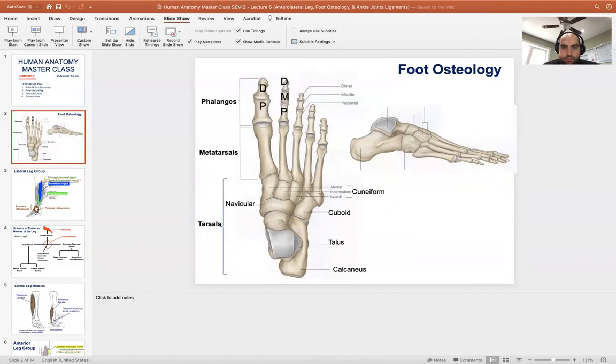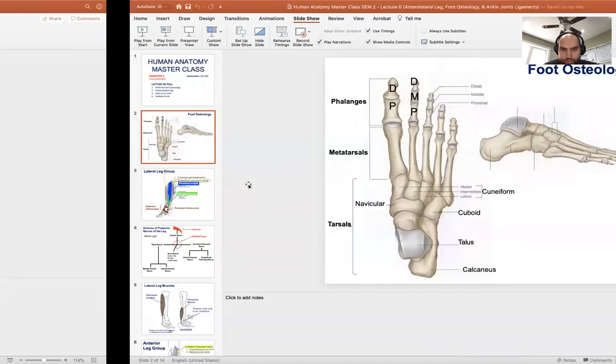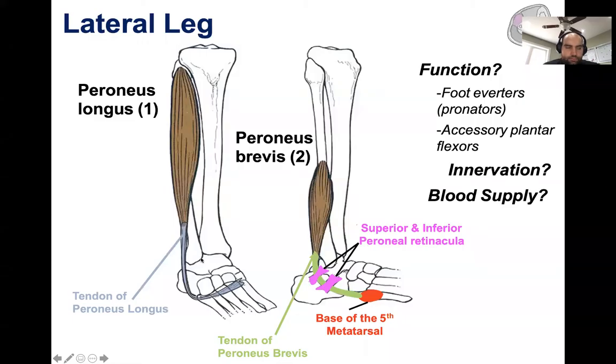Right, so that cuneiform bone over here, those are the 3 cuneiforms. So we have the medial, we have the intermediate, and we have the lateral cuneiforms. So just to give you an orientation, guys, the lateral malleolus would be somewhere over here. That Peroneus longus would come in through here, underneath the calcaneus, run obliquely and attach to the base of this bone over here, the medial cuneiform bone. Okay. Yeah, so that's the Peroneus longus.